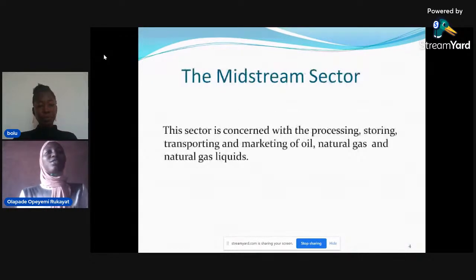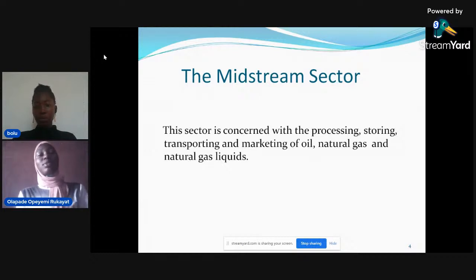So the midstream sector, this is the one we're discussing today. This sector is concerned with the processing, storing, transporting, and marketing. Well, in a way, they are involved in the marketing. They're not really into the real marketing, but in a way, they are involved in the marketing of the oil, natural gas, and the natural gas liquid.